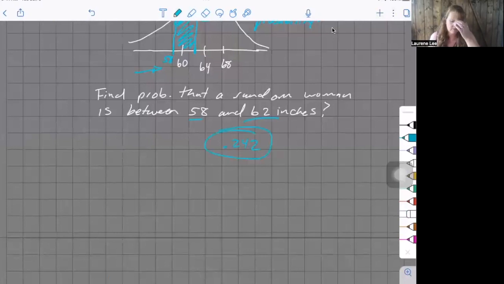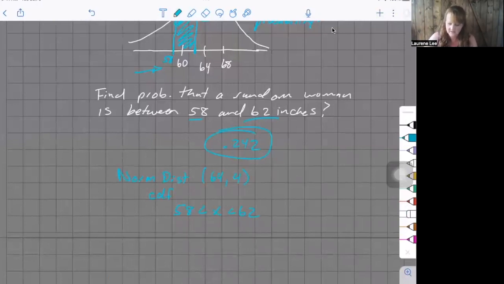So I would say if I was going to try to communicate what I did, you're going to do normal distribution, and you're doing your mean, which is 64, and 4, and then you're doing your CDF is between 58 and 62. So that's what we entered on the calculator.